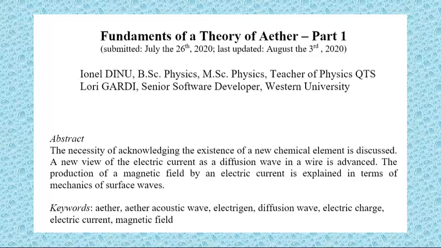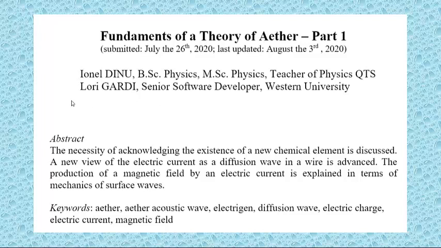Today we're going to talk about a model that I'm very excited about. This is a model that was developed by Ionel Dinu and is talked about in this paper, Fundamentals of a Theory of Aether, and this is part 1. It was uploaded to ResearchGate on July 26, 2020, and I have actually given you a couple of sneak peeks of this model in a couple of my videos.